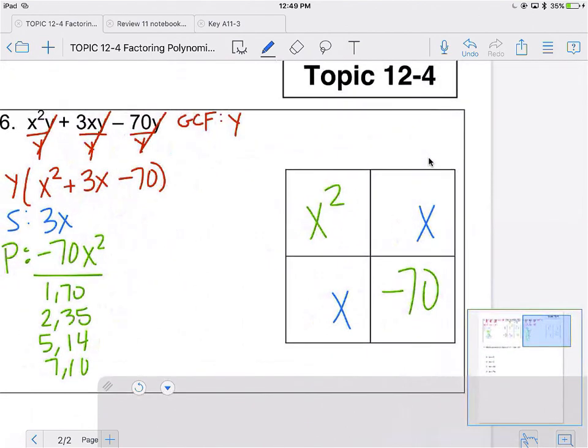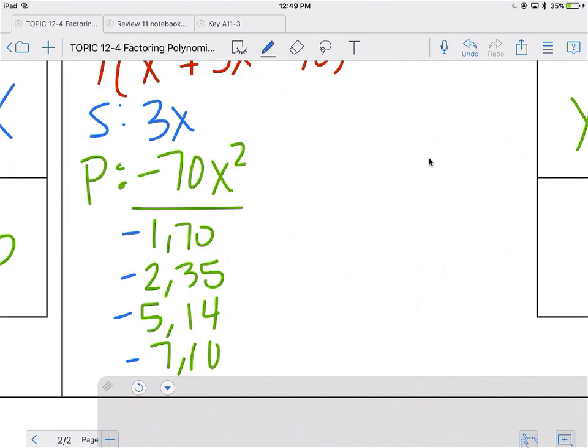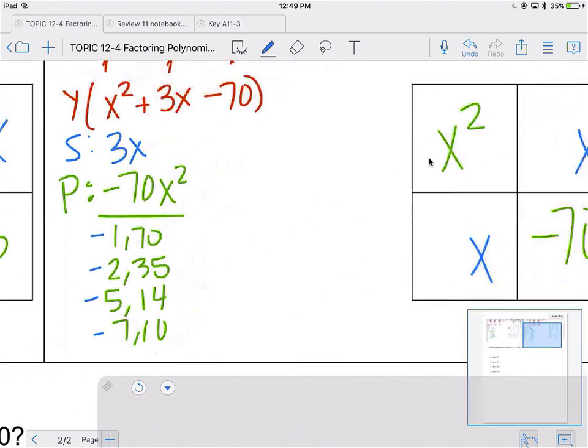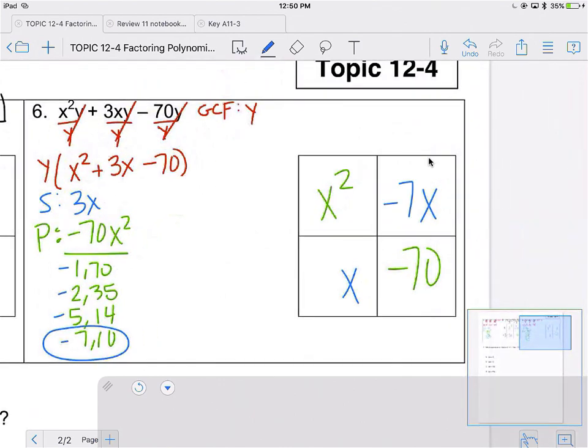Now, I need them to multiply to a negative but add to a positive, meaning the smaller number will have to be negative in order for them to add positive but multiply negative. So negative 1 plus 70 is 69, negative 2 plus 35 is 33, negative 5 plus 14 is 9, negative 7 plus 10 is 3. So my factors are a negative 7 and a positive 10.